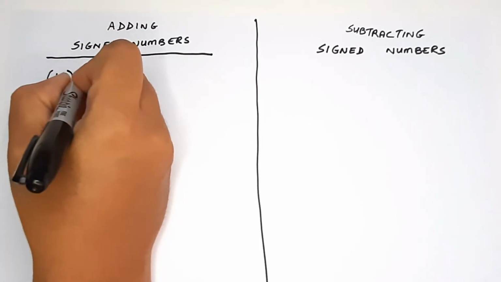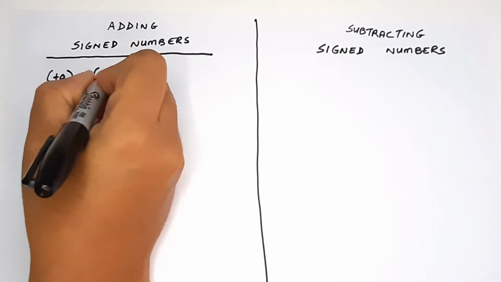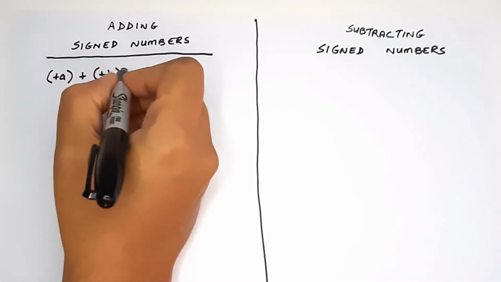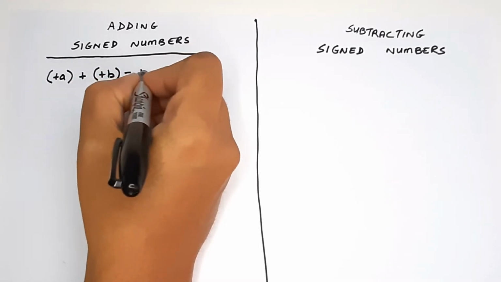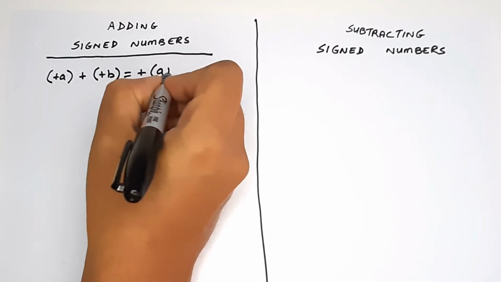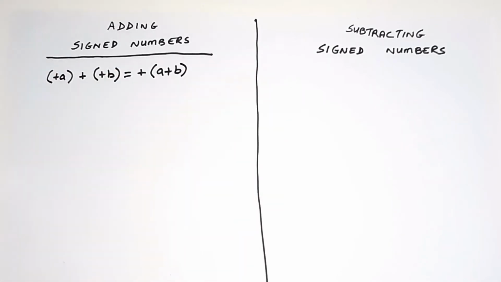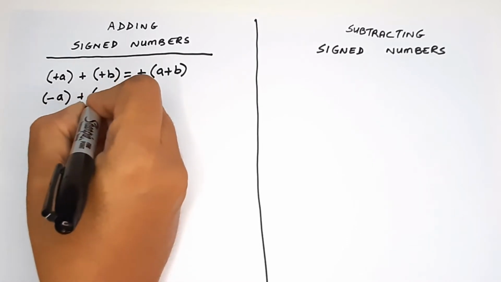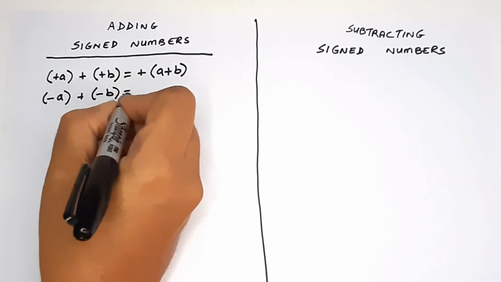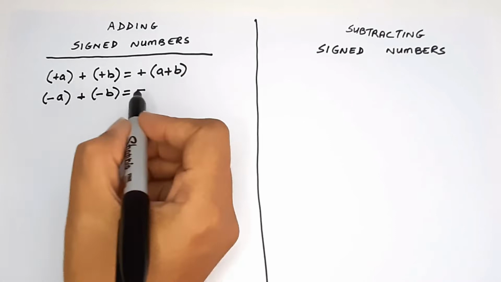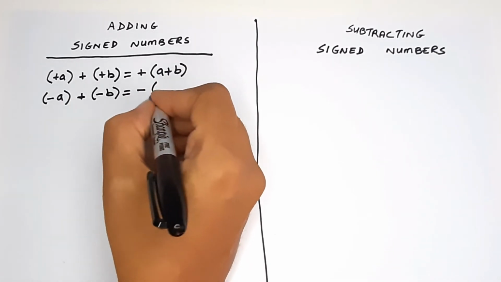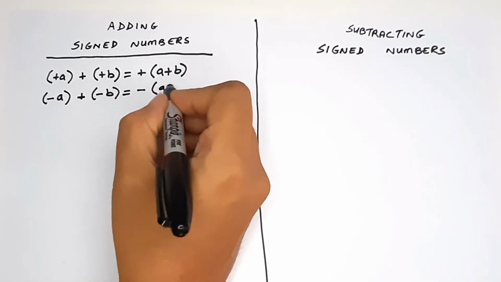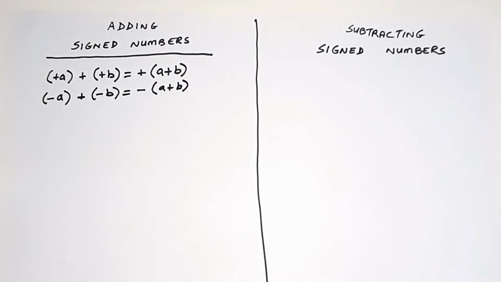A positive number plus another positive number is equal to positive, the sum of the two positive numbers. A negative number plus a negative number is equal to the negative sign, which we place outside, and we add the two numbers. It may look a bit confusing, but let's see an example, it will make sense.